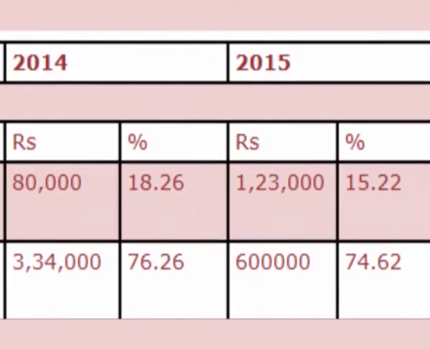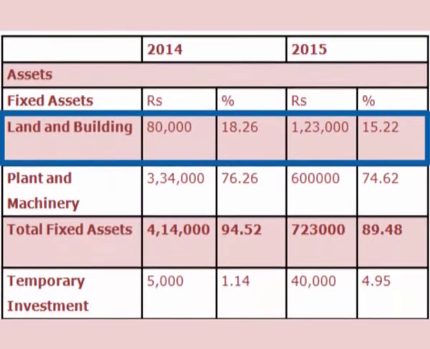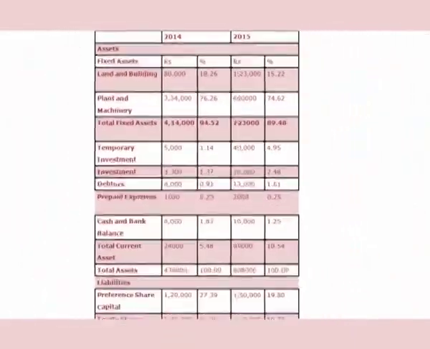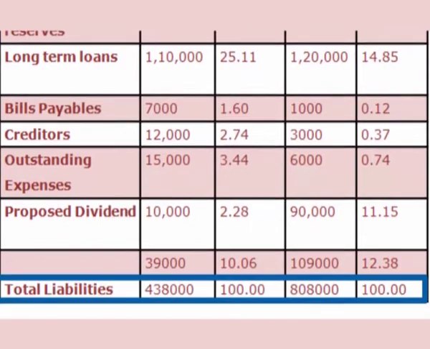Now, if I see land and building, which comprises the fixed assets, the amount for 2014 is 80,000 rupees and for the year 2015 is 1,23,000. Now, I have to compare the amount of land and building with the total assets of the firm. The total assets of the firm in the year 2014 was 4,38,000 and for the year 2015 it was 8,08,000. I have taken this total assets as 100%.